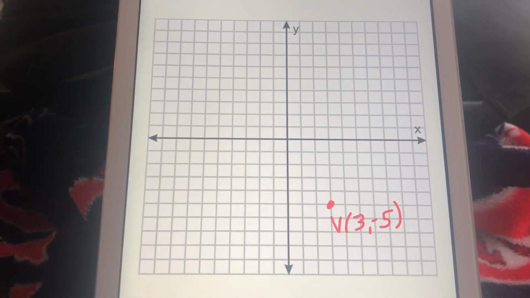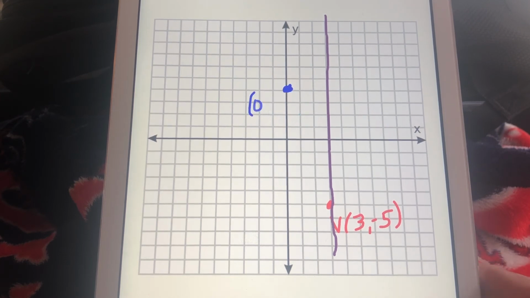All right, so our graph had a vertex at 3, -5. Our axis of symmetry, remember, was the vertical line that goes through that point. That was at x equals 3. We've got our y-intercept that we found. It was right there at 0, 4.